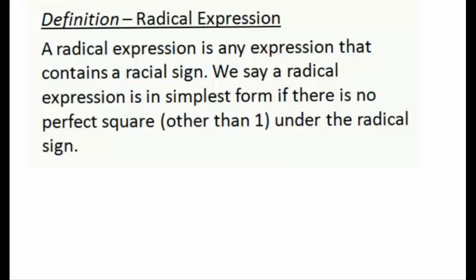A radical expression is any mathematical expression that contains a radical sign. Now for us, we're going to say that a radical expression is in simplest form if there are no perfect squares underneath our radical sign. So, for example, the square root of 13 and the square root of 65 are in simplest form because 13 is not a perfect square and 65 is not a perfect square, and neither of these numbers has a factor that's bigger than 1 and is a perfect square.